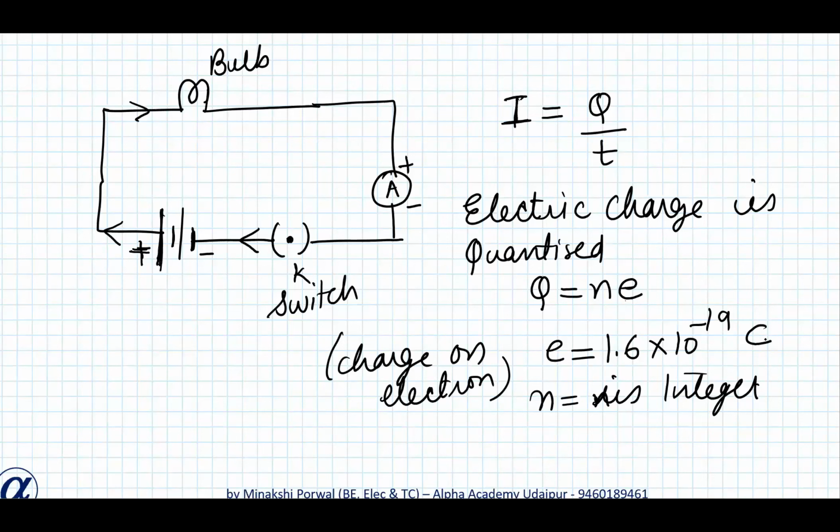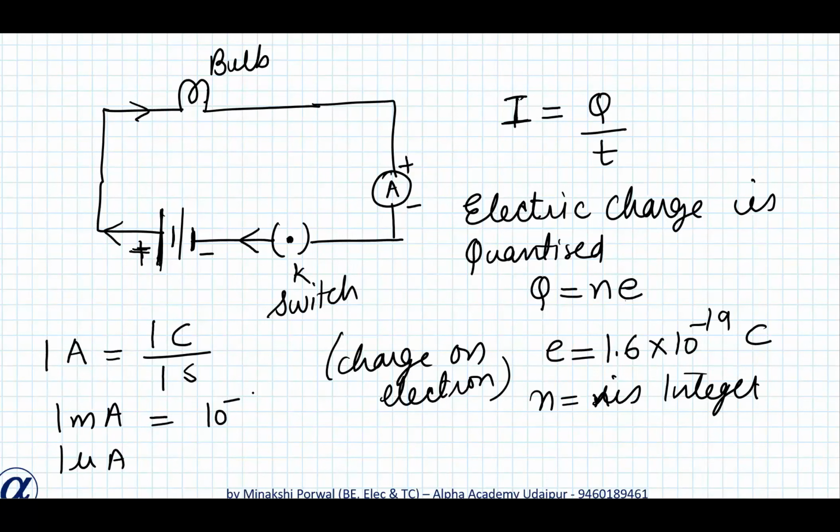Now, how can I define 1 ampere current? 1 ampere current is the current flowing through the circuit when a charge of 1 coulomb flows for 1 second. Smaller units of current are milliampere and microampere. Milliampere means 10 to the power minus 3 ampere. Micro means 10 to the power minus 6 amperes.